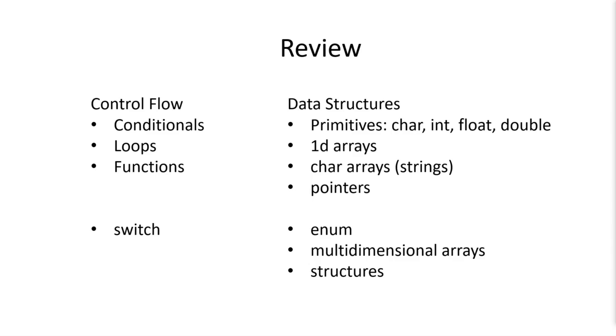And then as far as data structures go, we covered the primitives. So we started looking at char, int, float, and double, the 4 basic data types. Then last week we talked about how to create our very first one-dimensional arrays. Today we're going to be looking a little bit more at character arrays and the one little difference between character arrays and arrays of integers. And we introduced the idea of pointers. Today is going to be a deep dive into pointers and arrays.